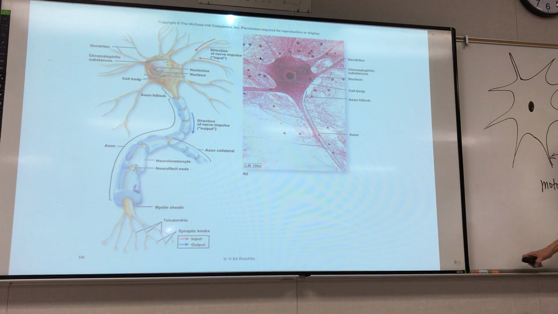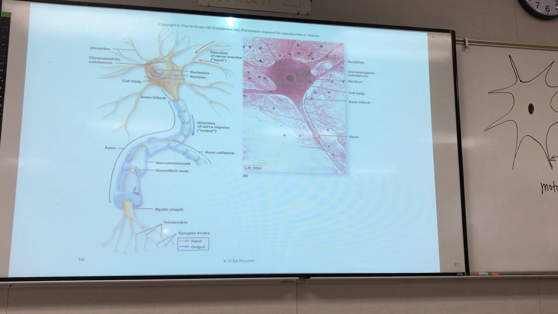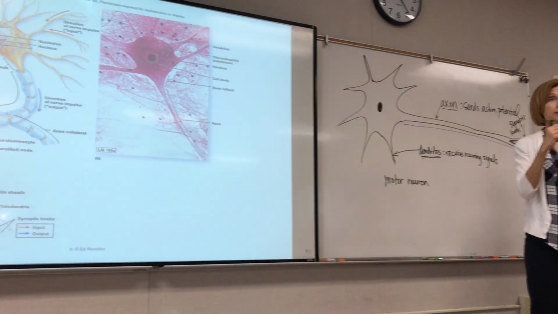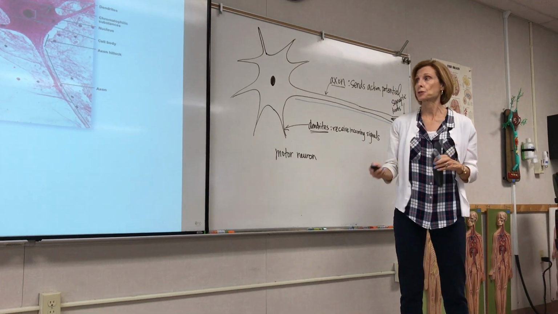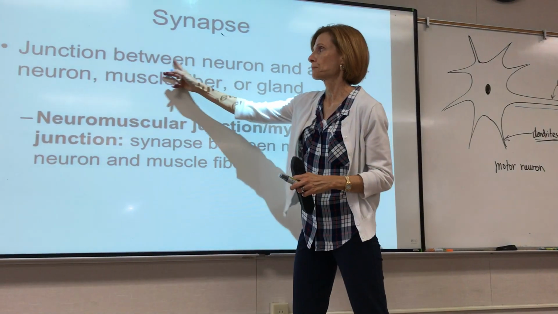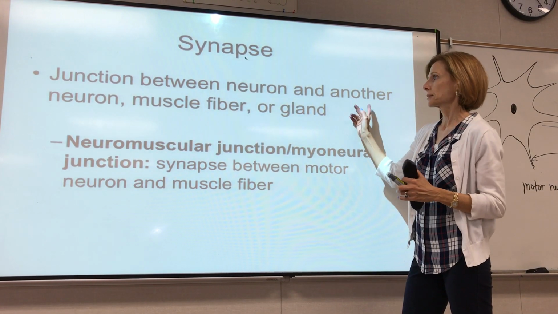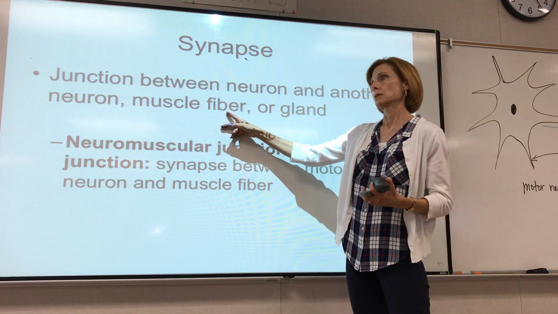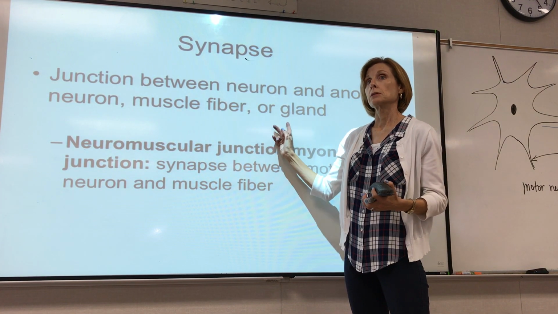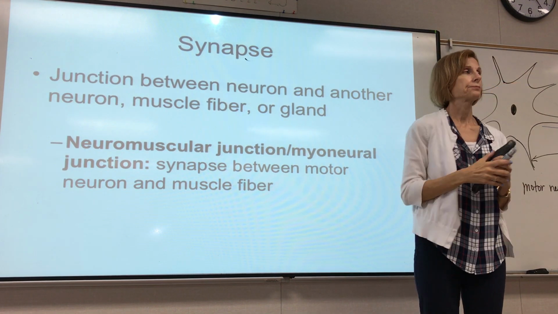Okay, so you guys have probably heard the term synapse before. We know that synapses are connections that neurons make. Maybe with another neuron, or it could be with a muscle fiber, it could be with a gland. It's just a connection between a neuron and another structure. Okay, so this is the definition of a synapse. It's just the junction or connection between a neuron and either another neuron or a muscle fiber or a gland, whatever it happens to be synapsing on.